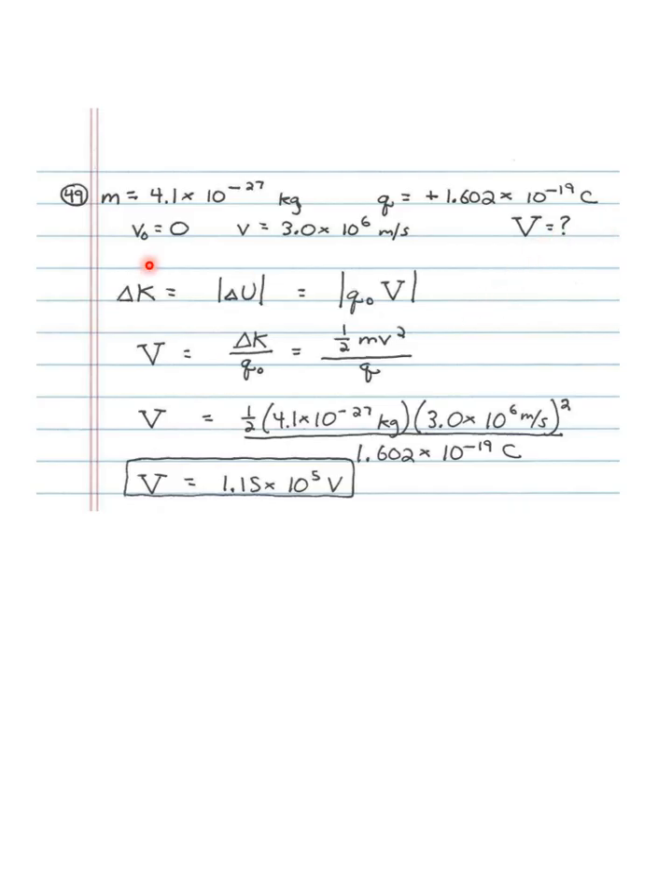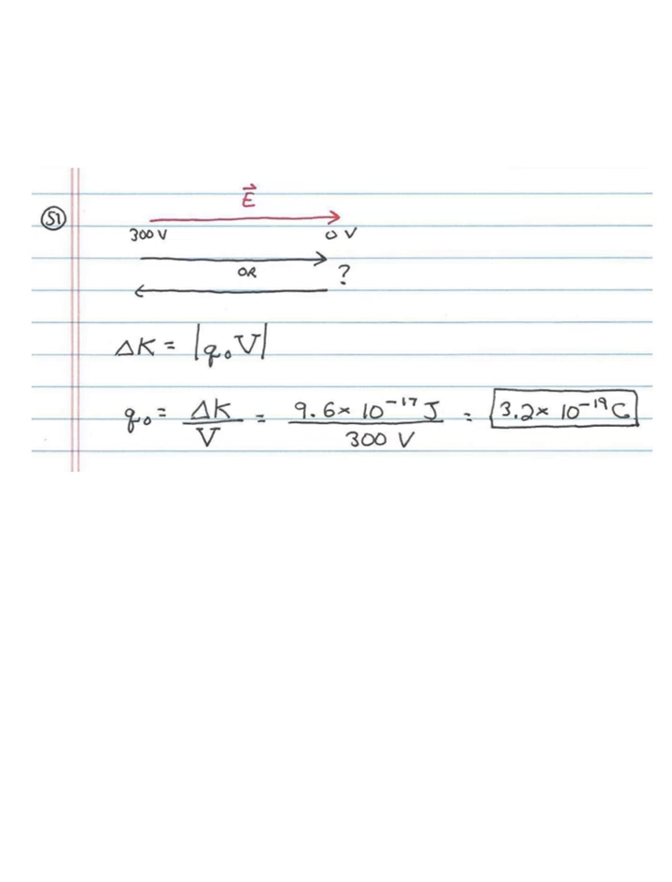Just as in the previous problem, change in kinetic energy is charge times voltage, and I've used absolute value signs because I'm not concerned with positive or negative. There's this understanding that it is gaining kinetic energy. So taking this equation, solving for voltage, that's change in kinetic energy over Q naught. Since it's starting from rest, change in kinetic energy is just the final kinetic energy, 1/2 mv squared over charge. Plug in all those values, and you get a voltage of 1.15 times 10 to the 5th volts.